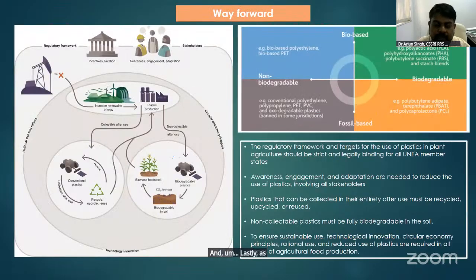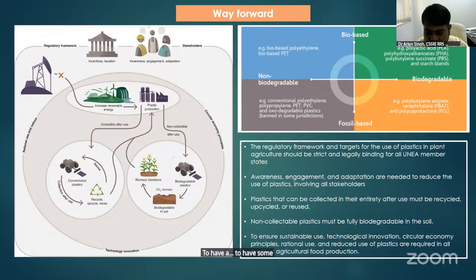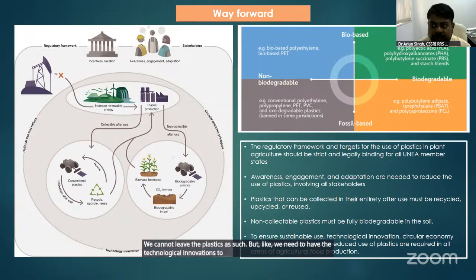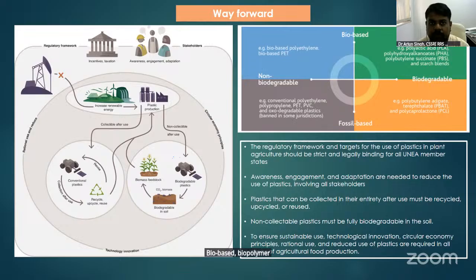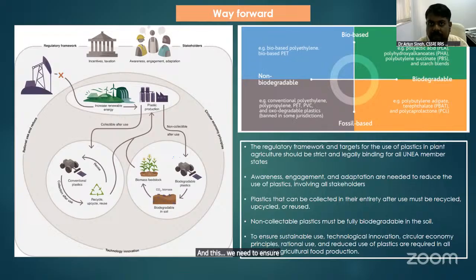Lastly, as the previous senior speakers have already shown, we need technological innovations. We cannot leave the plastics as such; we need technological innovations to utilize them, to recycle them, and to regulate their production. We can use bio-based biopolymers for the production aspect. Some research should be there. Then we should take utmost steps so that they do not enter our soils and our water systems, so that cross-domain contamination can be reduced. And this we need to ensure at the policy level and at our level.